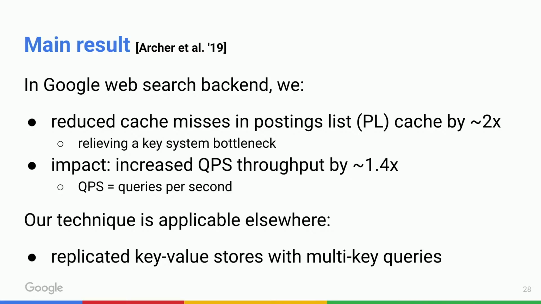What was the impact of this? Well, this was not the only bottleneck in the system. There were other ones, and so we ended up increasing the throughput by 40%. But what does that mean? That means that every data center now does the work that 1.4 data centers did before. That was a big deal.